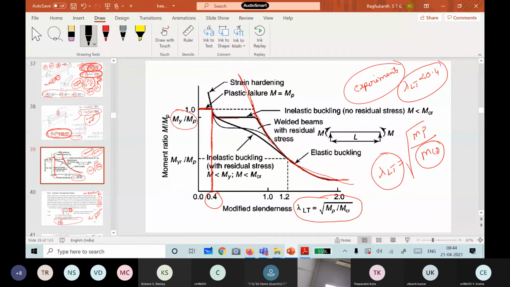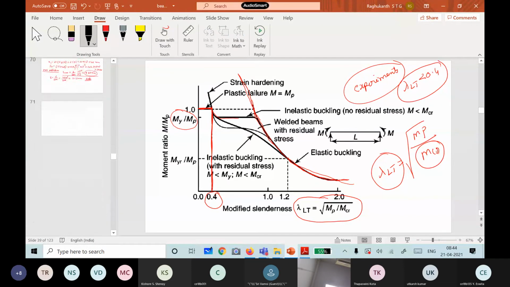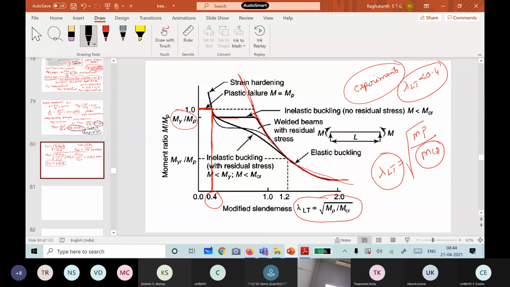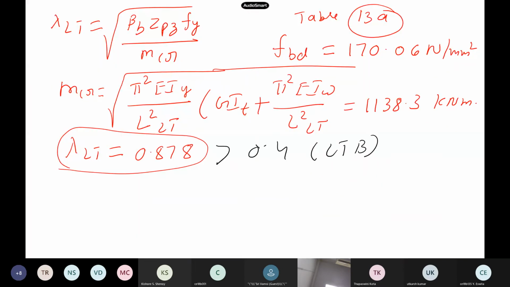So now in our problem, what is lambda LT? Our lambda LT turned out to be 0.878 actual, which means it will buckle. So lateral torsional buckling is possible actual. That is the meaning of this statement. But no need to do all these things. If you want, you can use the formulas, so many steps are there, very, very easy only, but you have to be very careful. So which is easy, going to the tables or going to the formulas?